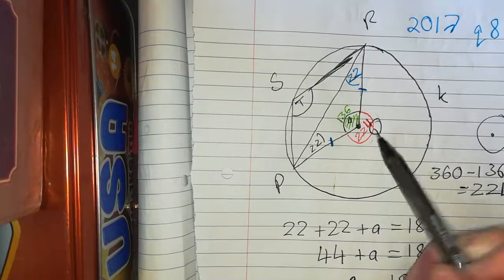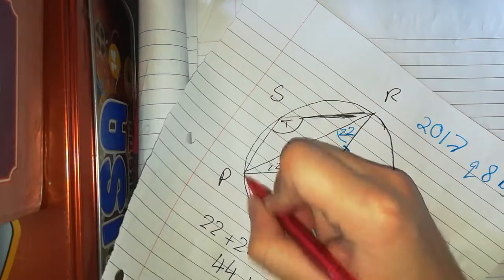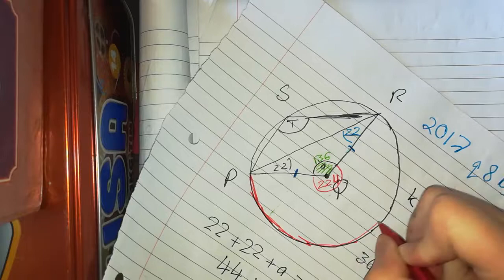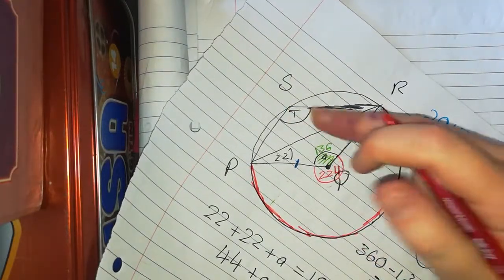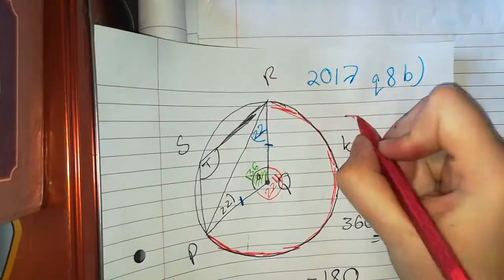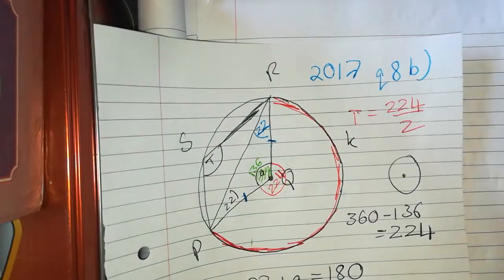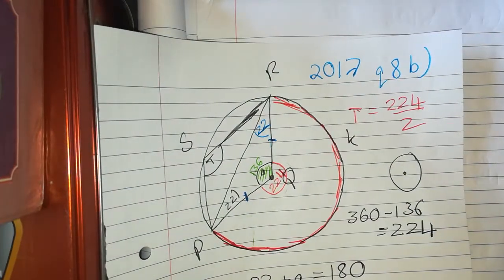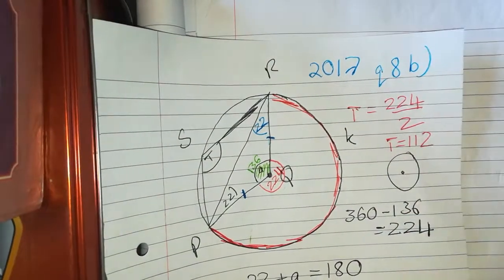And I can see that 224 is on the same arc as this one here. So this is the one at the center, and this is the one at the circumference. So T is going to be equal to 224 divided by 2, which gives me T equals 112.